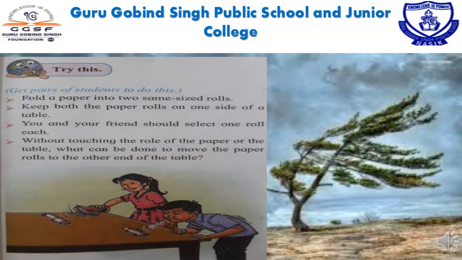Children, here you are able to see two children are blowing paper rolls. So you have to do the activity. Fold the paper into two same size rolls. Keep both the paper rolls on one side of a table. You and your friend should select one roll each. Without touching the roll of the paper or the table, what can be done to move the paper rolls to the other end of the table?